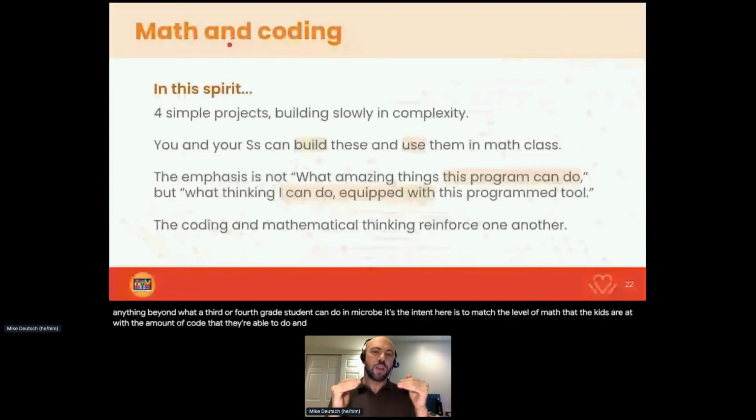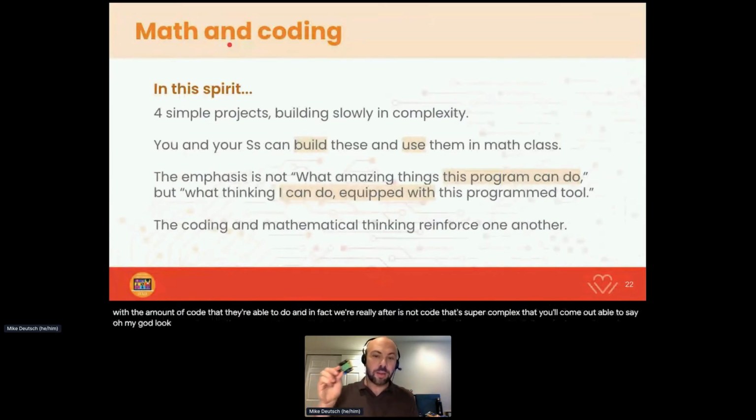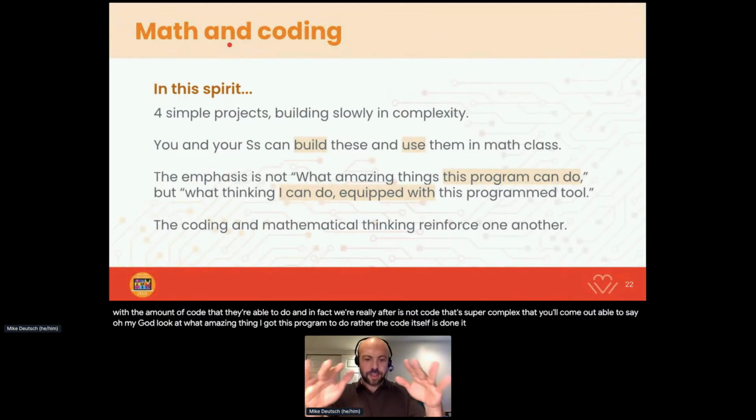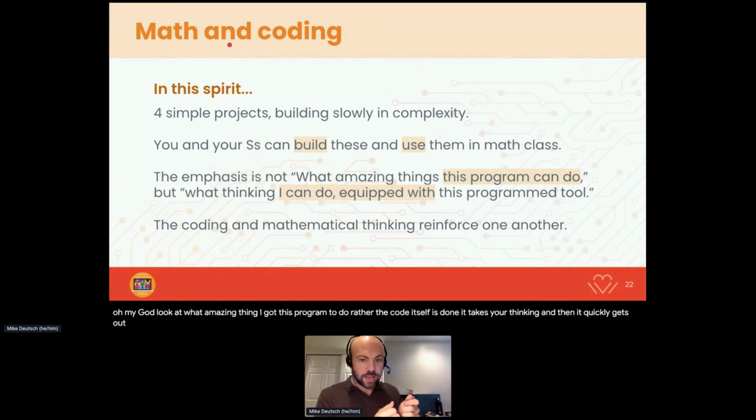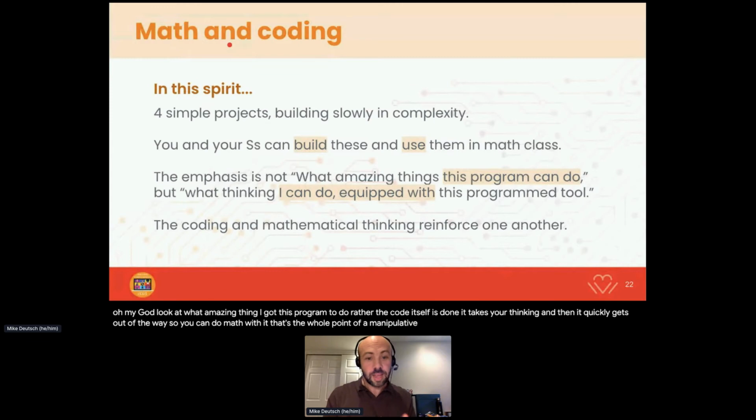And in fact, what we're really after is not code that's super complex, that you'll come out able to say, oh my God, look at what amazing thing I got this program to do. Rather, the code takes your thinking, and then it quickly gets out of the way so you can do math with it. That's the whole point of a manipulative. And really the focus of this inside a math lesson, CS and math integrated, is what thinking can I do equipped with this tool that I've programmed.